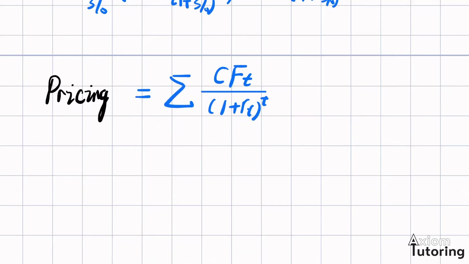Okay, so that's as long as it's coupon paying. If it's a 0 coupon bond, then it's going to be very easy, just the face value divided by 1 plus R_t to the power of t, and t will be your maturity here. Okay, I'll see you in the next video.